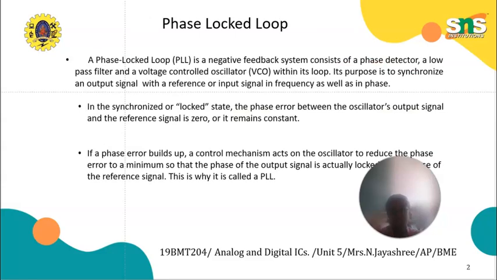Phase lock loop is a negative feedback system consisting of a phase detector, low pass filter and a voltage controlled oscillator within its loop. Its purpose is to synchronize an output signal with a reference or input signal in frequency as well as in phase. In synchronized or locked state, the phase error between the oscillator output and the reference signal is zero or remains constant. If the phase error builds up, a control mechanism acts on the oscillator to reduce the phase error to a minimum, so that the phase of the output signal is actually locked to the phase of the reference signal. That is why it is called phase lock loop.